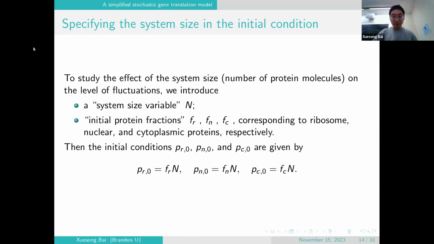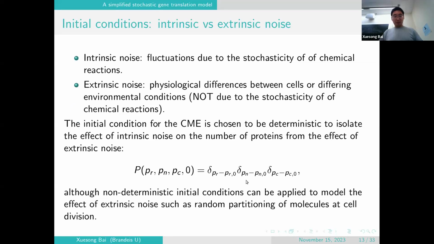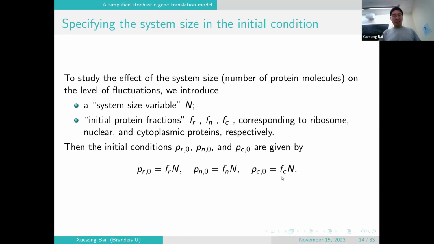Back. So what are these initial numbers of proteins? We want to study the effect of the system size on the level of fluctuations. So we introduce a system size variable big N and these initial protein fractions, so that these PR0, PN0, PC0 are given like so. Basically, they are fixed numbers so that this P at 0 is only a point mass at PR0, PN0, PC0.